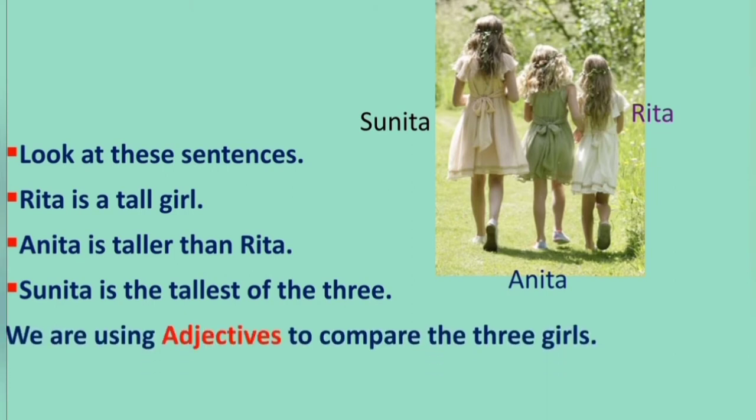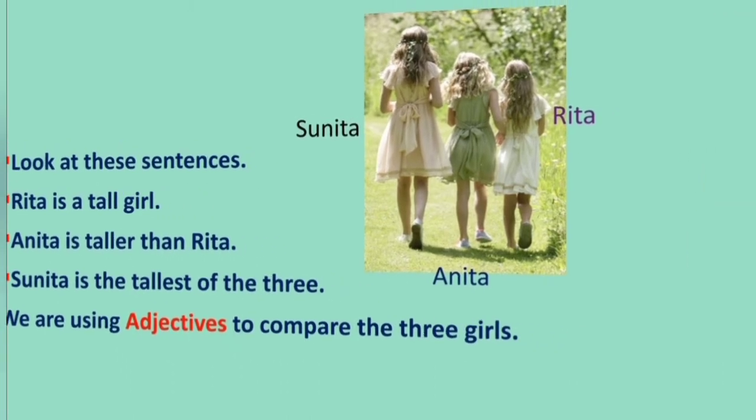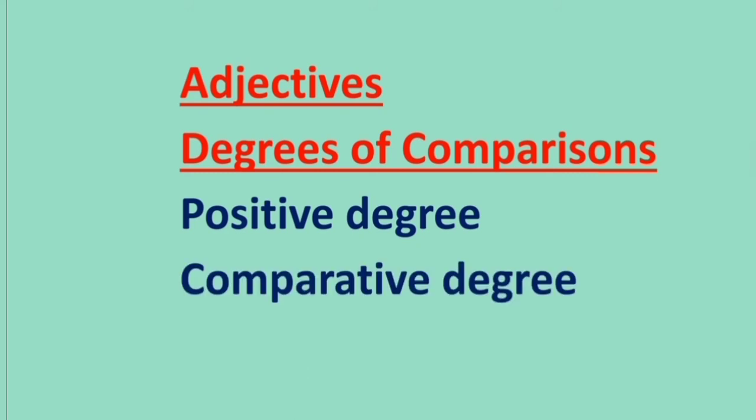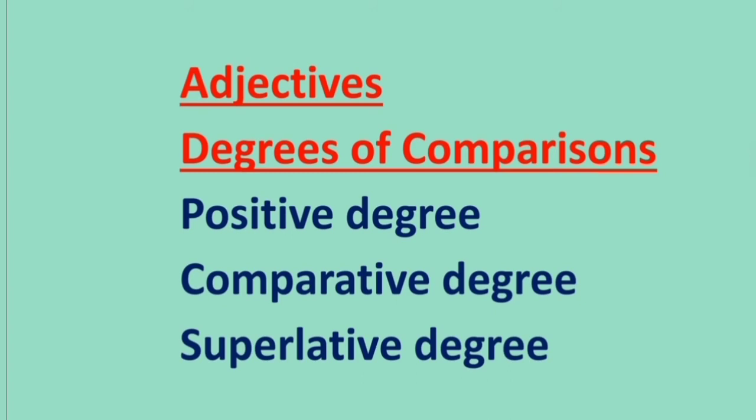So here we are using adjectives to compare the three girls. And on the basis of this, adjectives have 3 degrees of comparison. The first is positive degree, the second is comparative degree, and the third one is superlative degree.